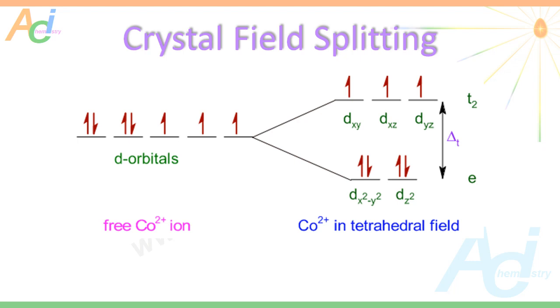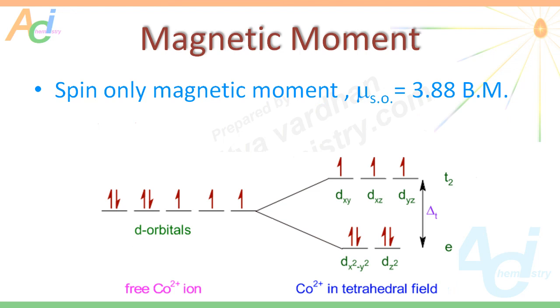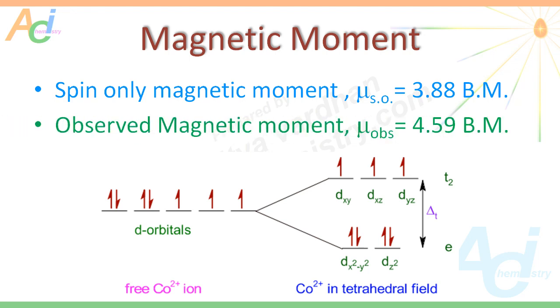When you look at the arrangement of electrons, you will find 3 unpaired electrons in the T2 set. Therefore, the expected magnetic moment for this complex, calculated by the spin-only formula, is 3.88 Bohr magnetons. But surprisingly, the observed magnetic moment is higher than this value, that is 4.59 Bohr magnetons. This can be explained by the contribution from orbital angular momentum.